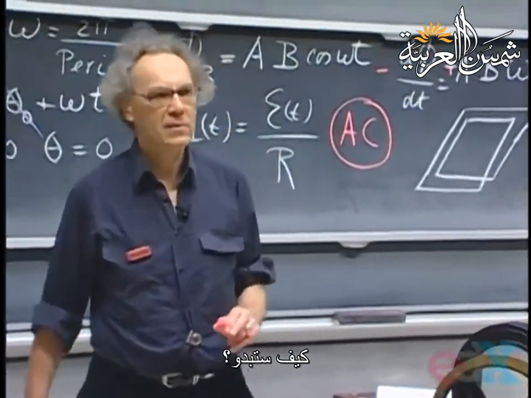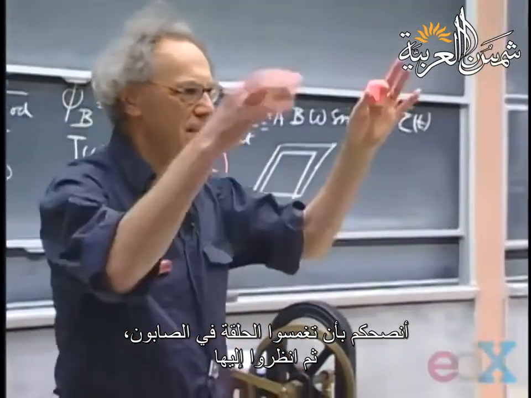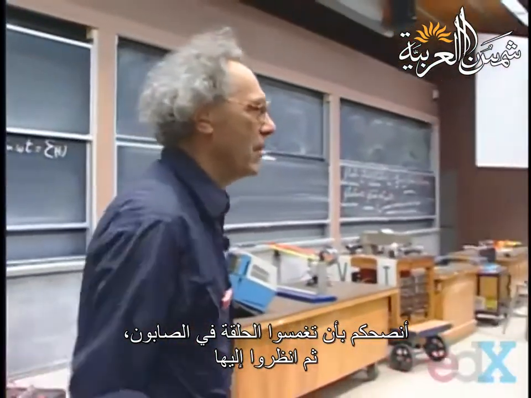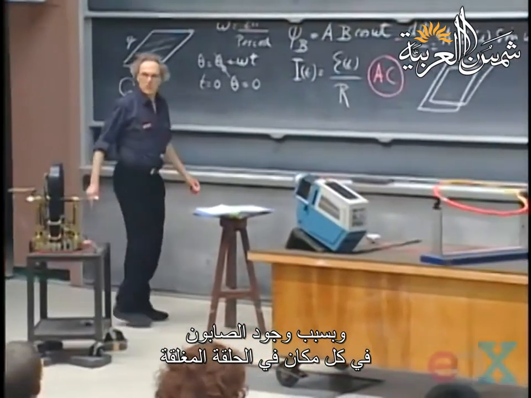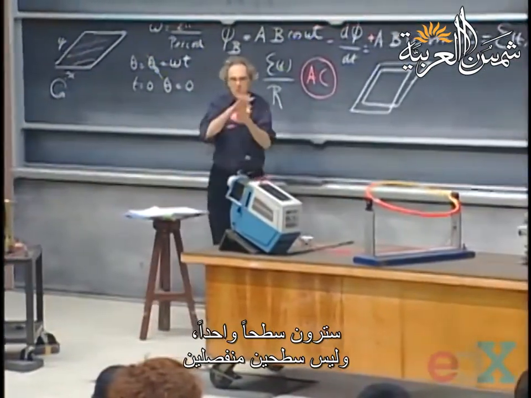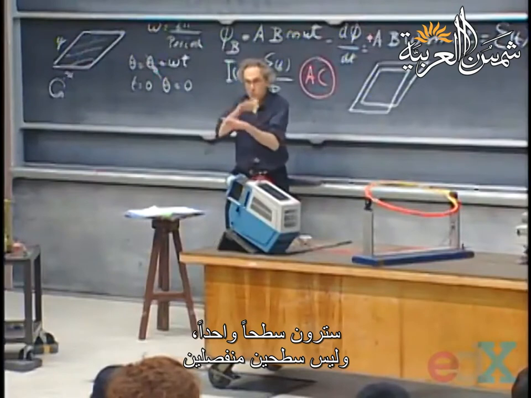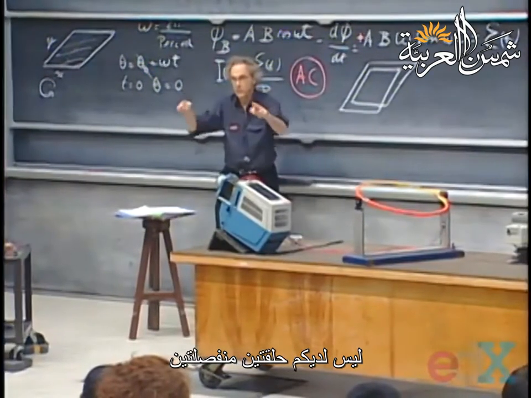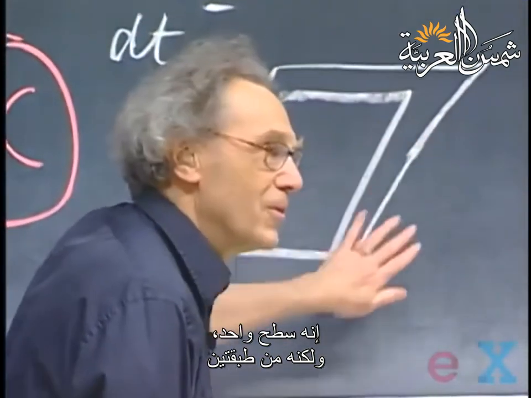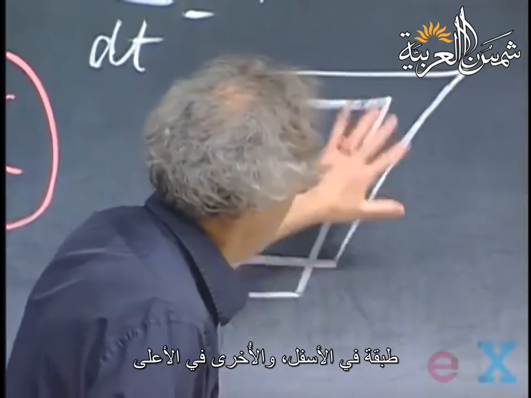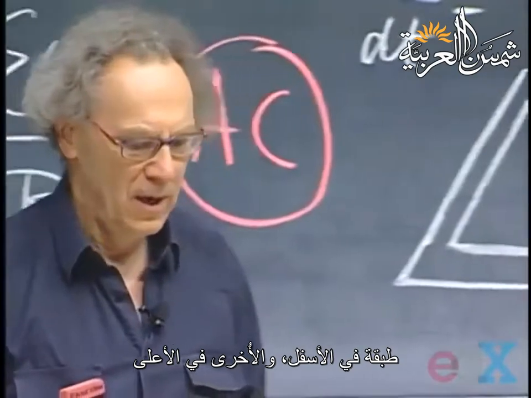What will it look like? Well, I advise you to take that, dip it in soap, and look at it. And what you will see then, because the soap will attach everywhere to the closed loop, you're going to see one surface. It's not two separate surfaces. You don't have two separate loops. It's one surface, but sort of two layers. One is lower and the other one comes on top.